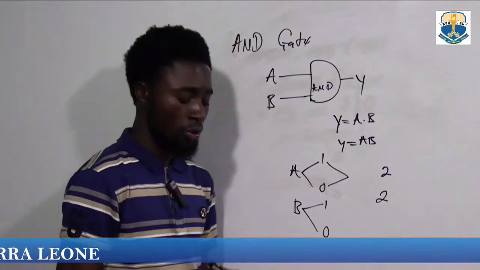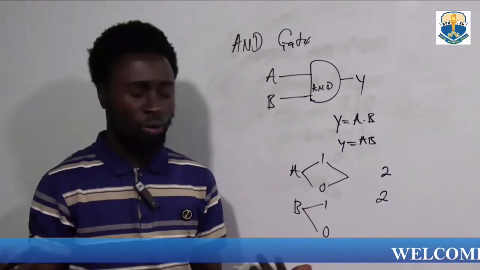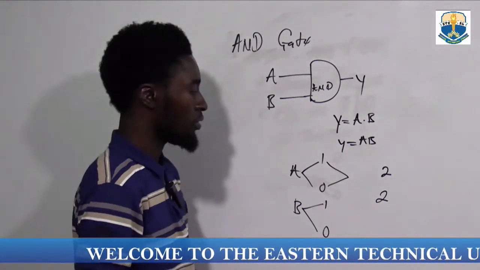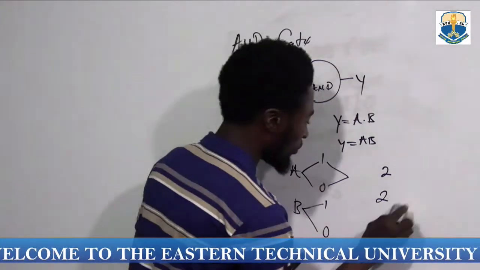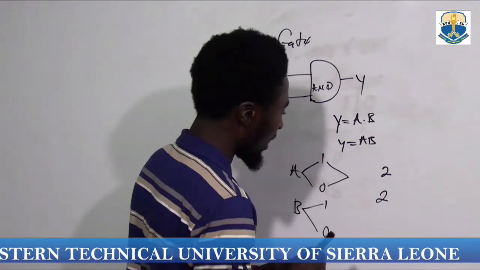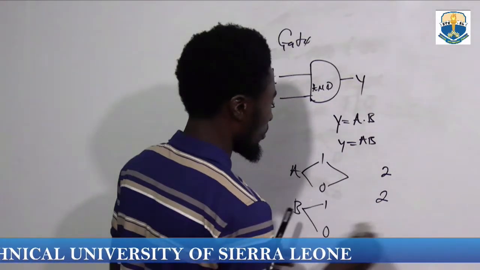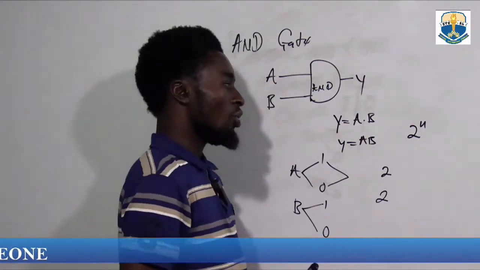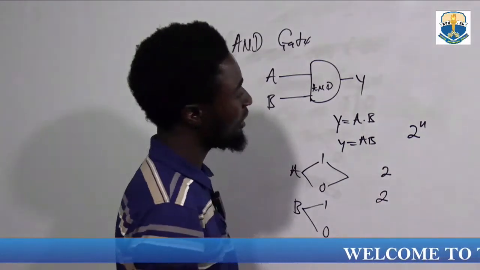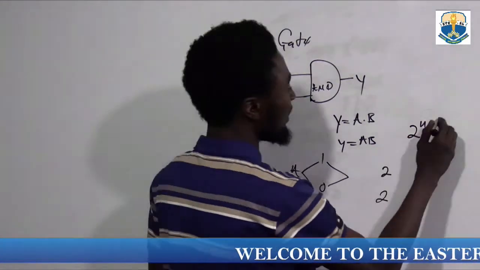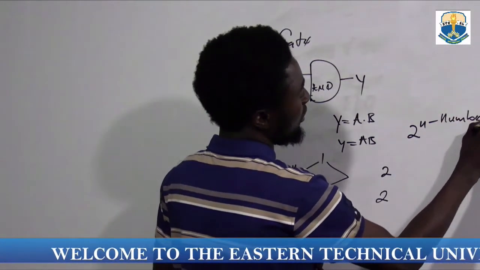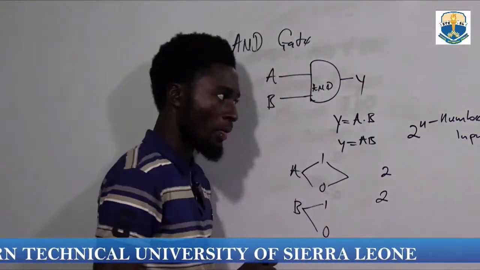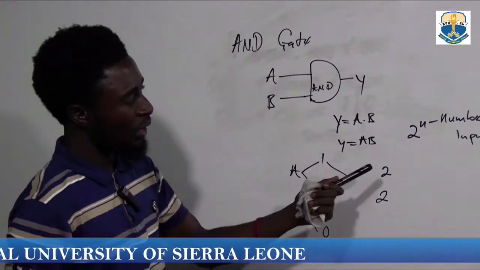So now to get the expected outcome for the 2 inputs, we say 2 raised to the power n. So this one, the 2 is our base value, and the n is the number of inputs. In this case we have two inputs.